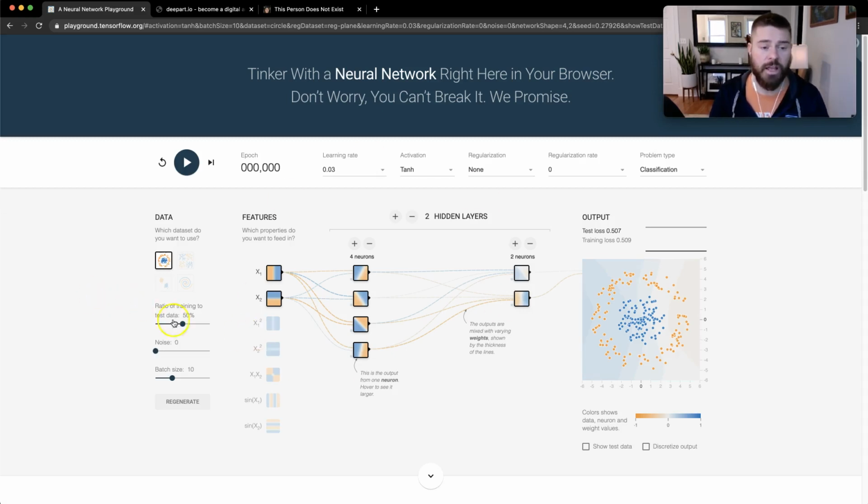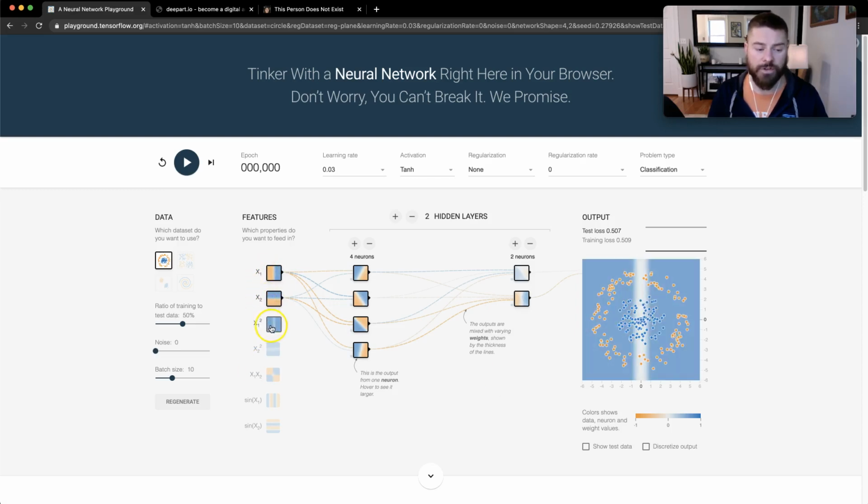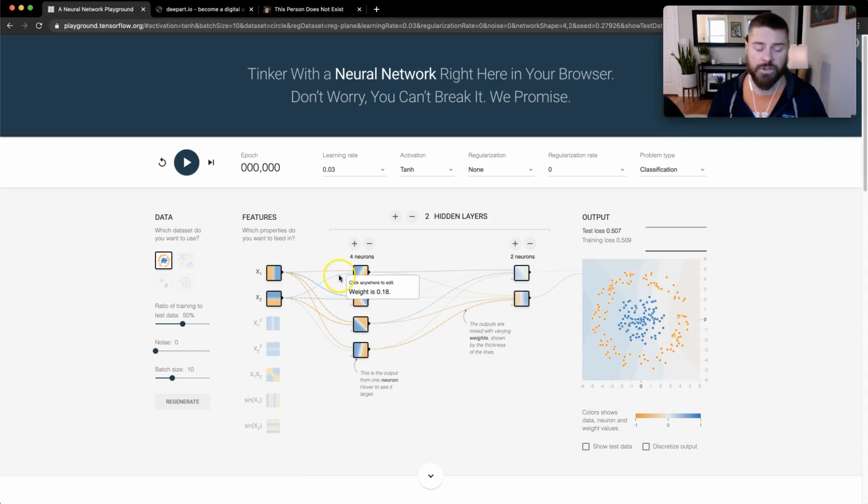So here is a playground run by TensorFlow. Here's the idea, and it's basically exactly what we did. We have some data over here. We have two classes, orange and blue. These are our targets, and two predictors, vertical axis and horizontal axis. We can use just these two features, x1 and x2, or we can add some other features like x1 squared, x2 squared, x1 times x2, sine of x1, sine of x2, and so on.